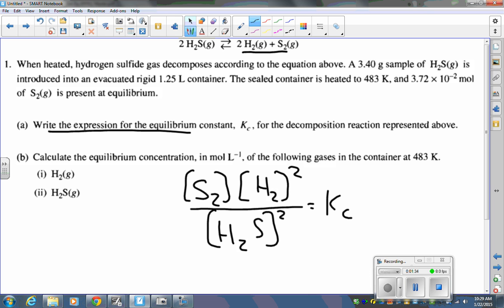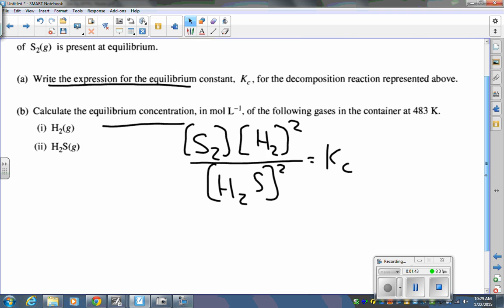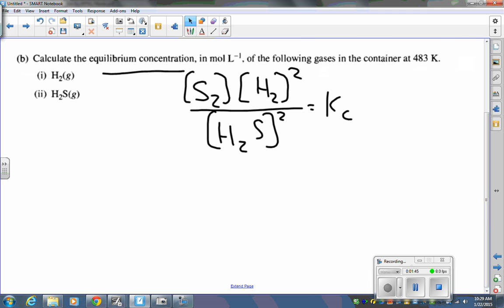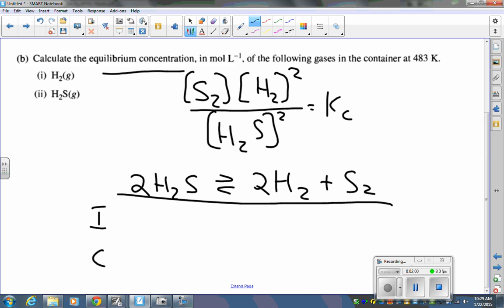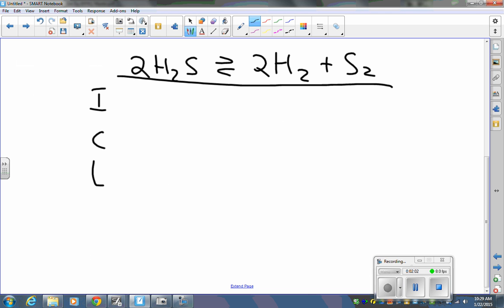The next part, part B, they want us to calculate the equilibrium concentration. If they want us to calculate the equilibrium concentration, we have to make an ICE table. What we're going to do to make the ICE table is start with the reaction: 2H2S, double arrow, 2H2 plus S2. And then, remember, I is initial, C is change, E is going to represent equilibrium.